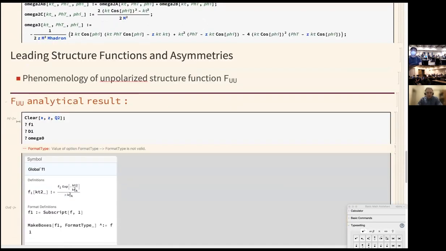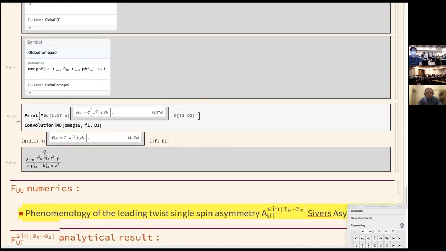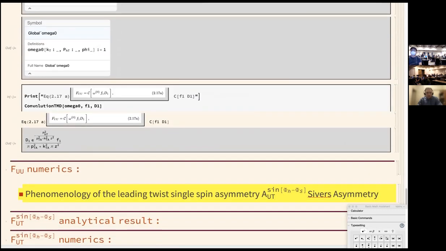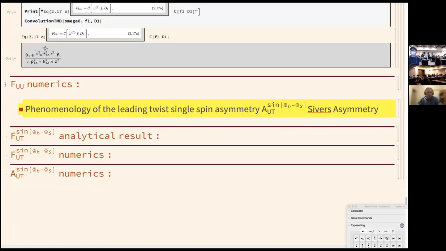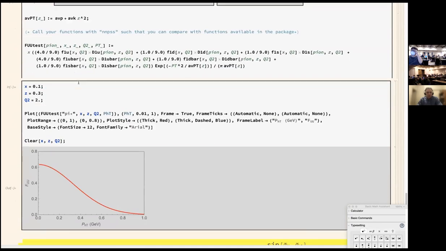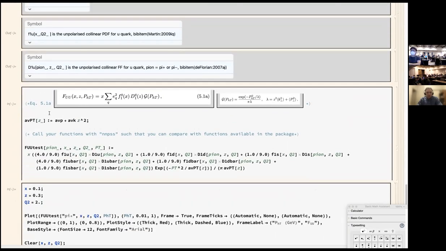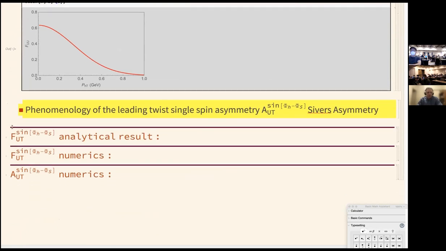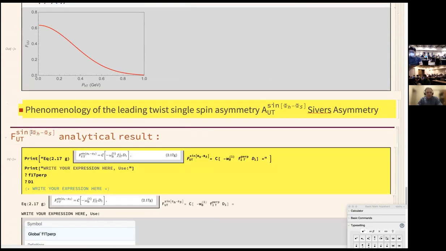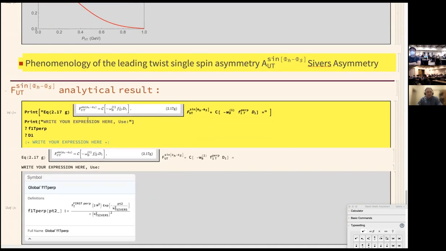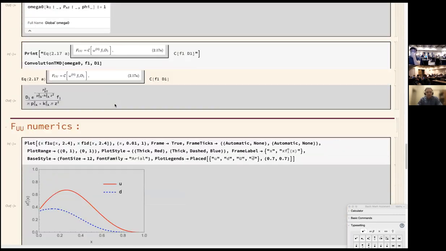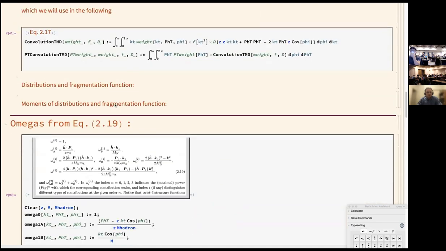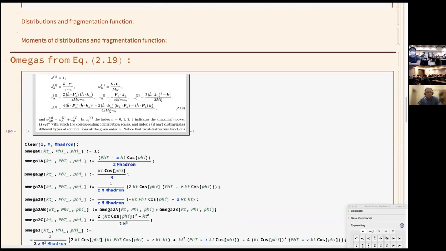And it has the FUU analytical result, and I've done it for you. I showed you just the results, convolution, result, and numerics, how to program it. So this gives you an idea where to get all the functions that you need. Now for FUT sine phi H minus phi S, I tell you this is the convolution. So it's C minus omega B1 F1T perp D1. So omega B1, go ahead and find it in the cell with these omegas. Okay, so here's omega B1.